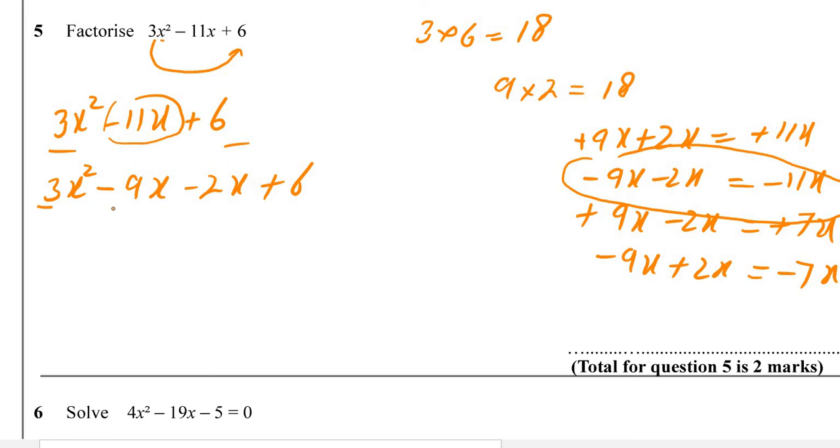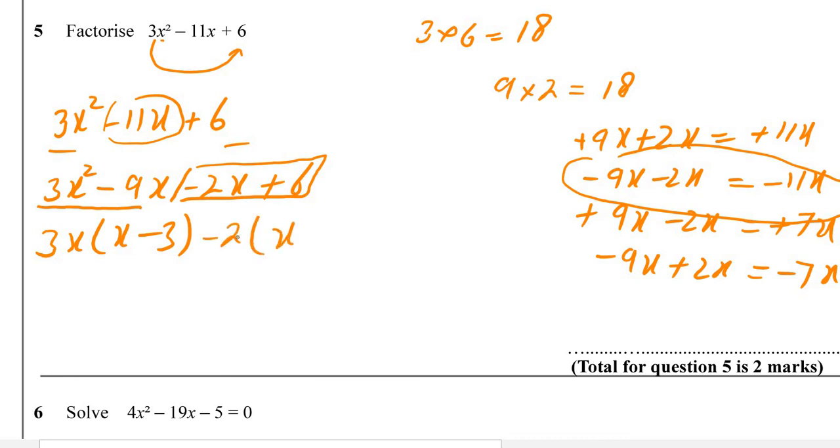So again, you can make this pair and that pair. From here I can take 3x common, so this is going to be x minus 3. From here I can take minus 2, so it's going to be x, this plus becomes minus because I already took minus outside, this is going to be 3. So x minus 3, x minus 3. Our pair is the same, this means our answer is right. So this is going to be 3x minus 2, and this is going to be x minus 3, and this is our answer.